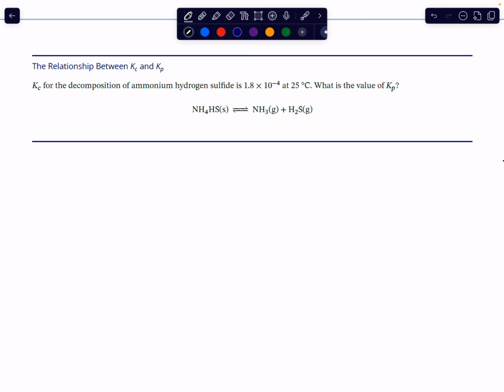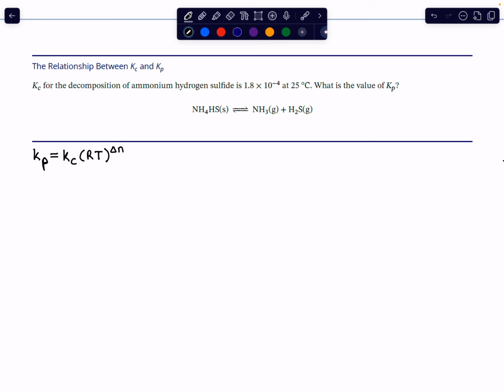The way that we relate Kc and Kp is we say Kp is equal to Kc (RT) to the power delta n, right? If we look at that, we have Kc, we know what the gas constant is, and we know what the temperature is. So we need to determine the change in the number of moles of gas for this reaction.